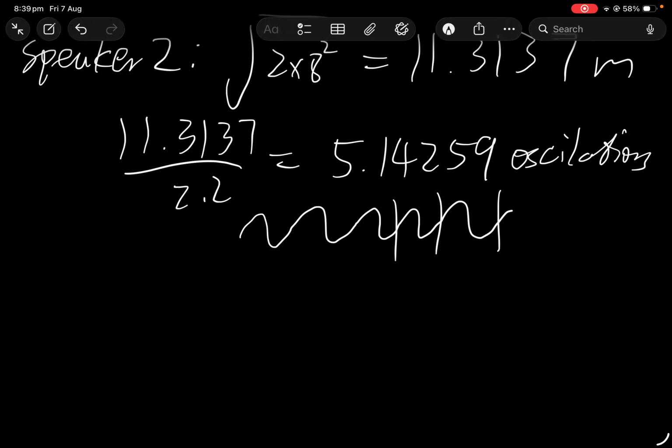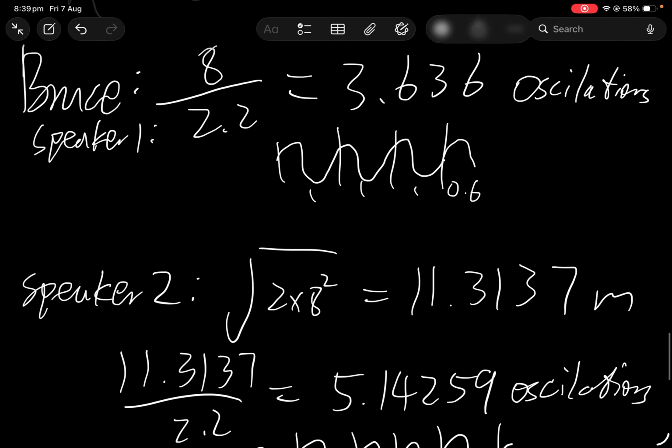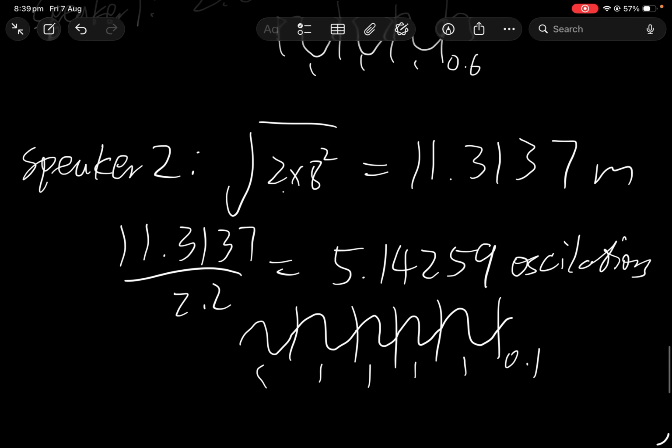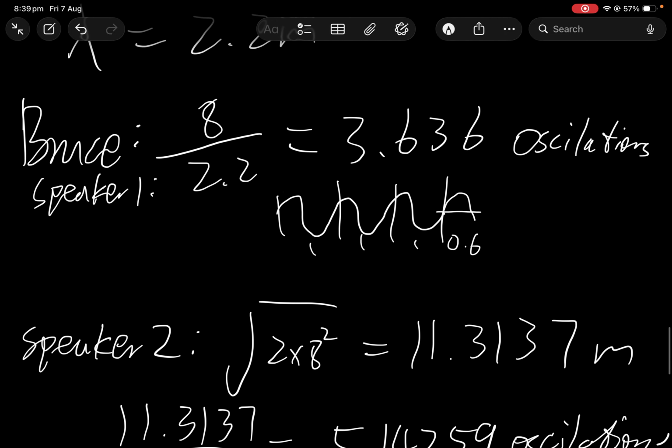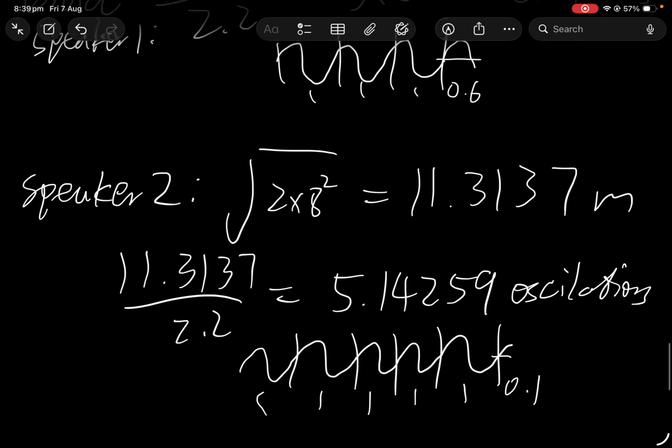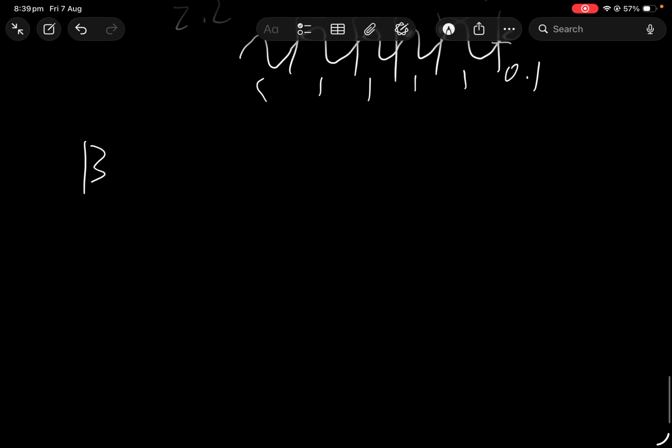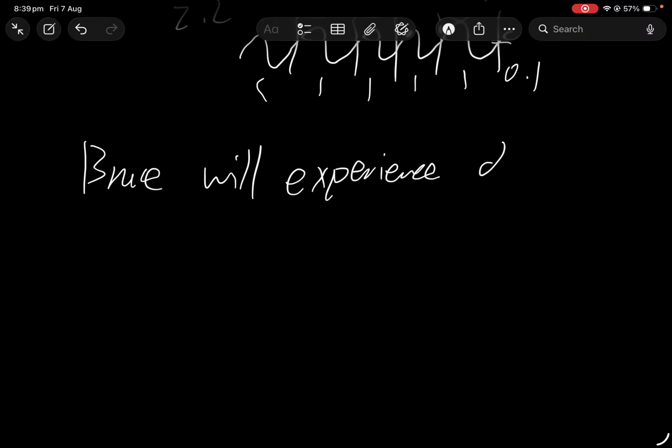Which means it goes like 1, 2, 3, 4, 5, and it only goes a little bit. So it should look like that. Yeah, 1, 2, 3, 4, 5, 0.1. And if we look at where these are, this is slightly above, this is slightly below. That just means they clearly cancel each other out. So Bruce will experience destructive interference, because one's positive, one's negative, you add them together, it becomes 0.